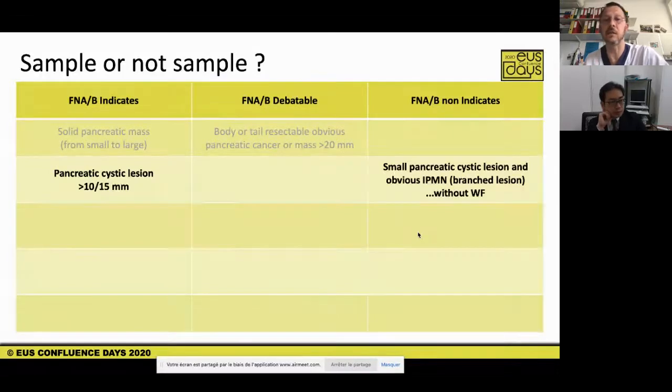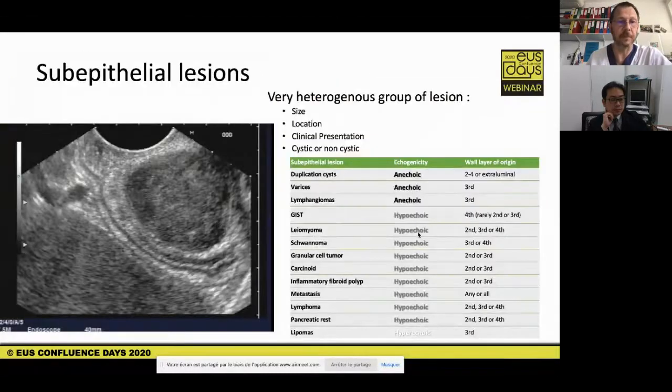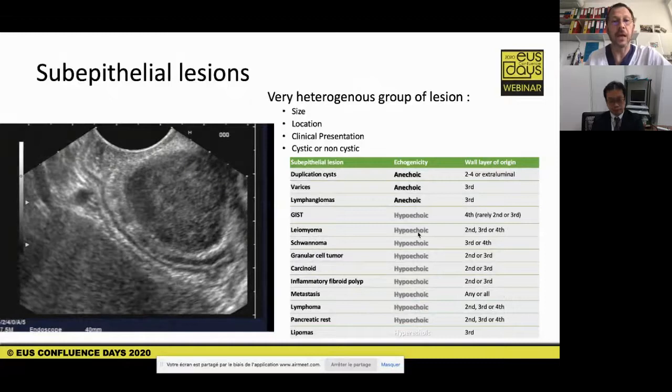It's not indicated in smaller pancreatic cystic lesions, and from my point of view obvious IPMN, branch duct lesions, but this is debatable maybe. What about the subepithelial lesions? Again, a very heterogeneous group of lesions concerning the size, location, the clinical presentation, and whether it is cystic or non-cystic. You have here the list of all the subepithelial lesions that you can consider in EUS.